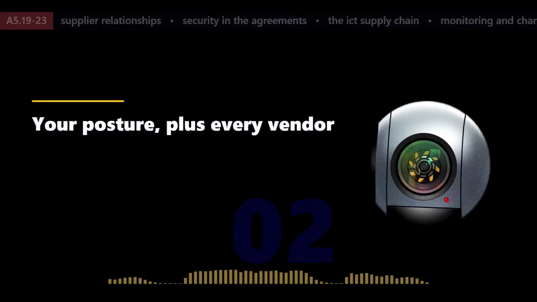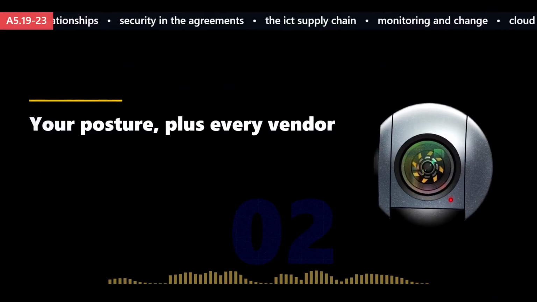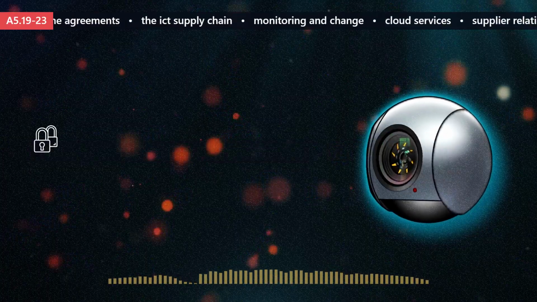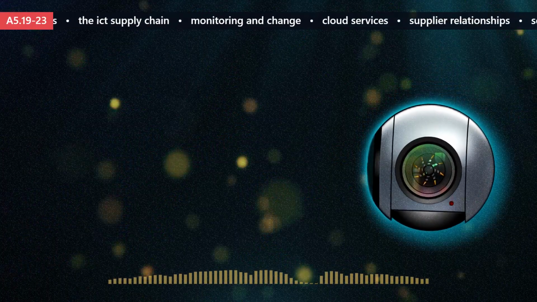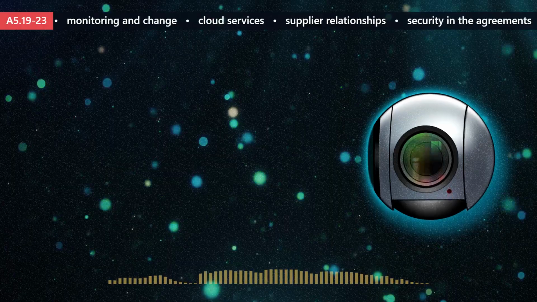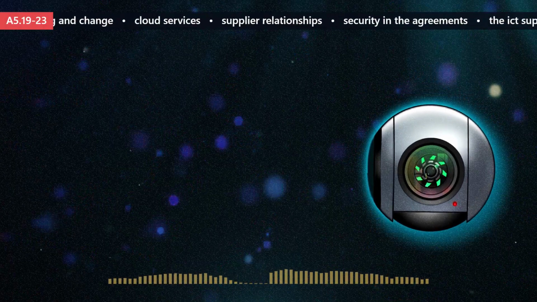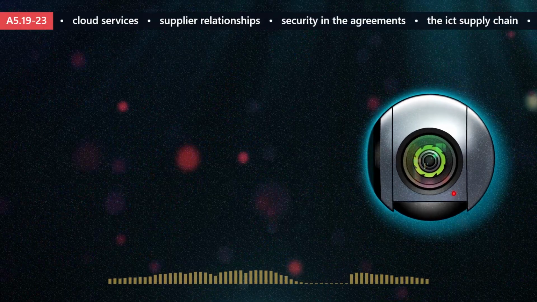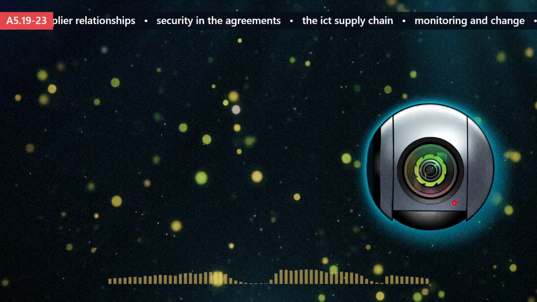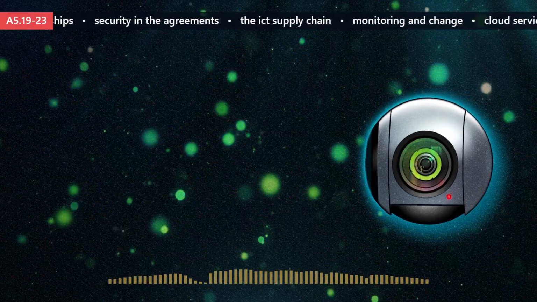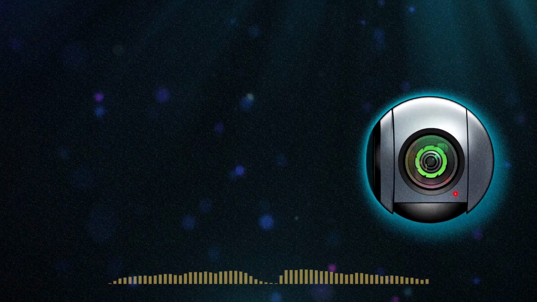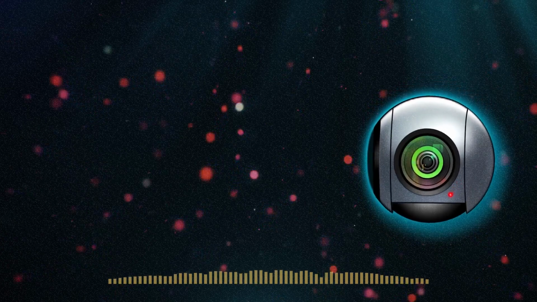It just happened. Right, suppliers, pay attention to this bit, because this is where most small companies are genuinely exposed. A 5.19 through A 5.22: Information Security in Supplier Relationships, Addressing Security within Supplier Agreements, Managing Information Security in the ICT Supply Chain, and Monitoring, Review and Change Management of Supplier Services, and then A 5.23, Information Security for Use of Cloud Services, also new in 2022.